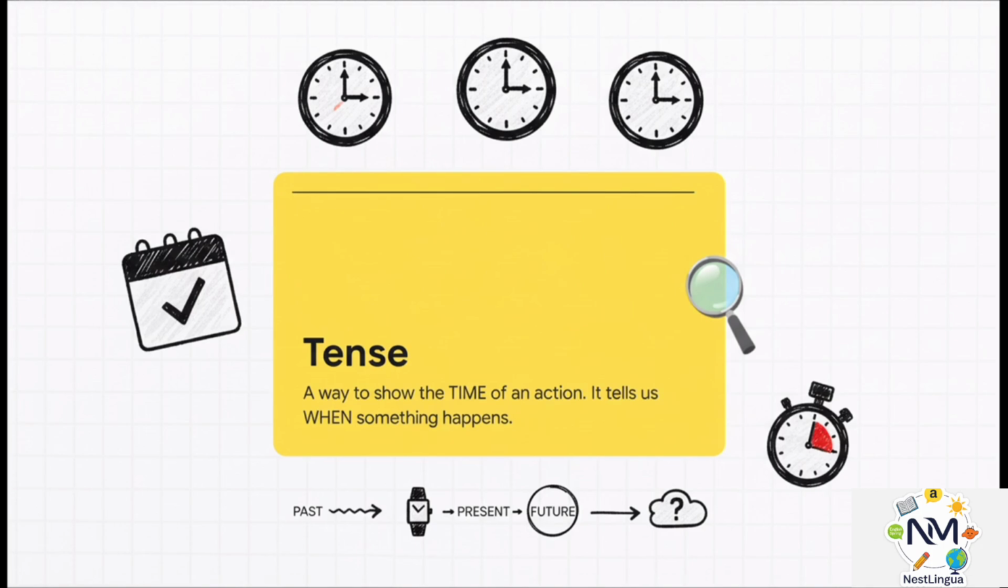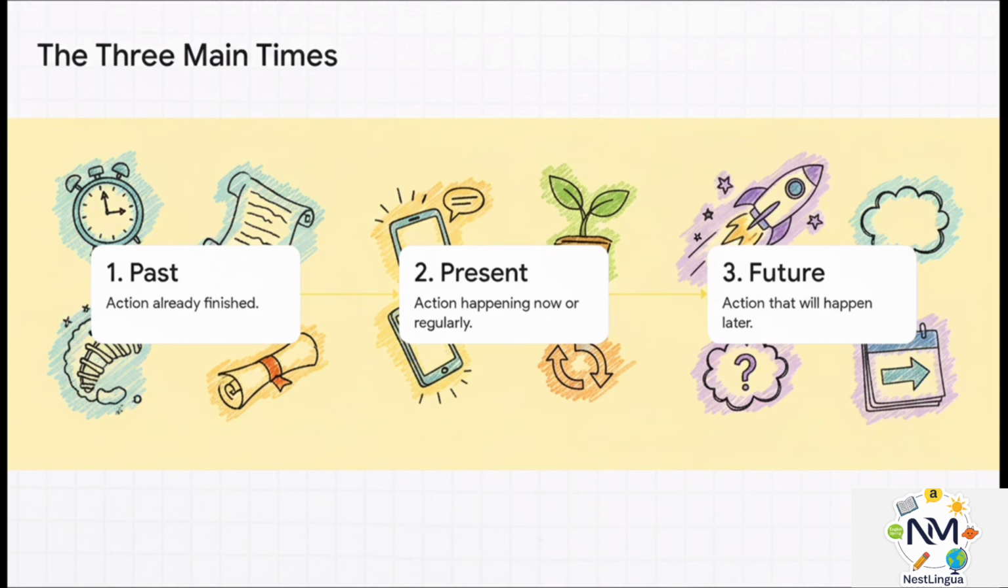Simple as that. And that time-telling GPS has three main settings. You've got the past, for anything that's already done and dusted. The present, for stuff happening right now or things that happen all the time. And of course, the future, for anything that hasn't happened yet. Every single tense starts right here, with one of these three.